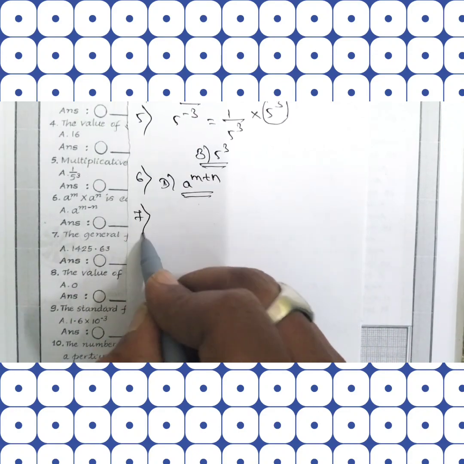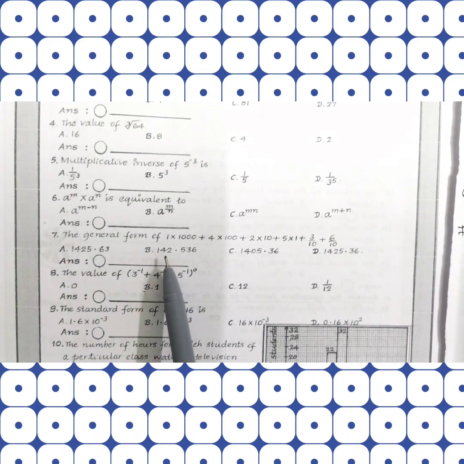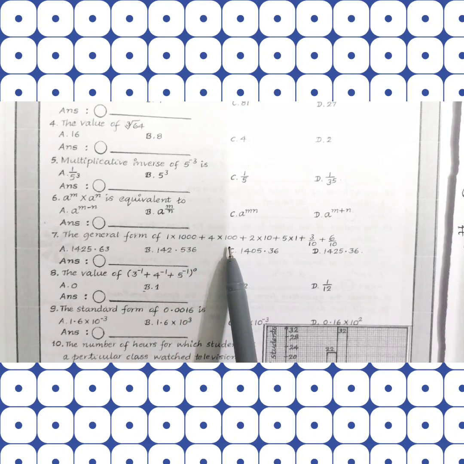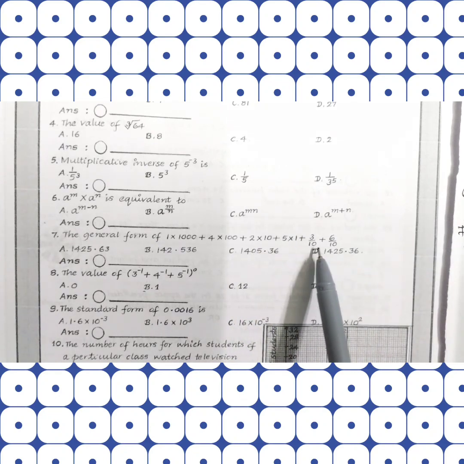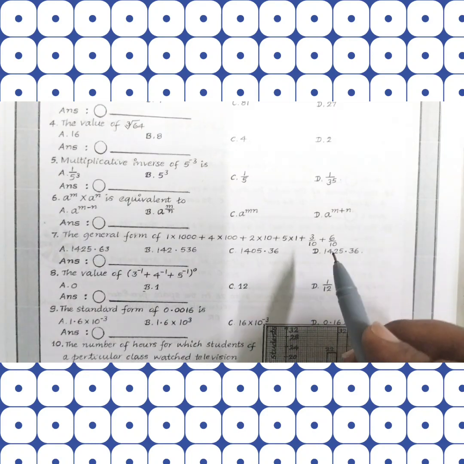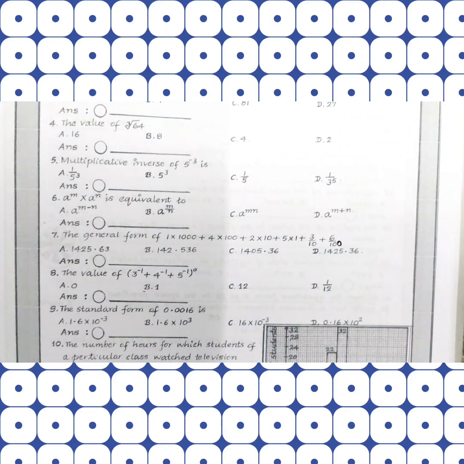Now let us move to the seventh question. The seventh question is the general form of 1 into 1000 plus 4 into 100 plus 2 into 10 and 5 into 1 plus 3 by 10 and 6 by 100. It should become 6 by 100.